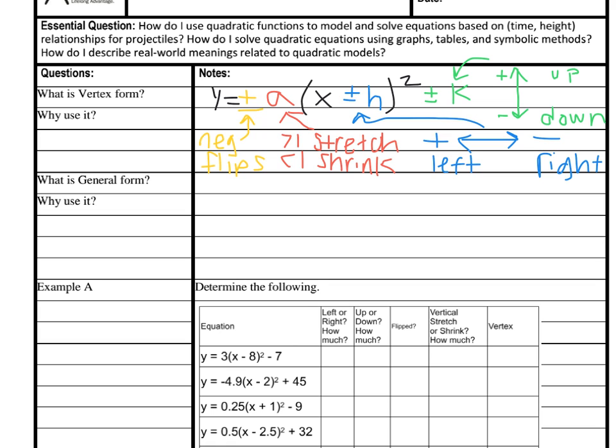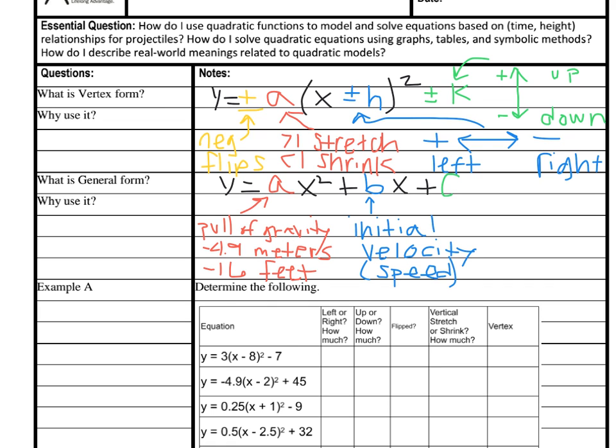What is general form? Starts out with y equals a x squared plus b x plus c. The a out front in general form also causes a stretch or a shrink, but it's specifically related to projectile motion. So a is the pull of gravity. If it's meters, it's negative 4.9. If it's feet, it's negative 16. B is the initial velocity, which is like our speed. And c is the starting height, or initial height.